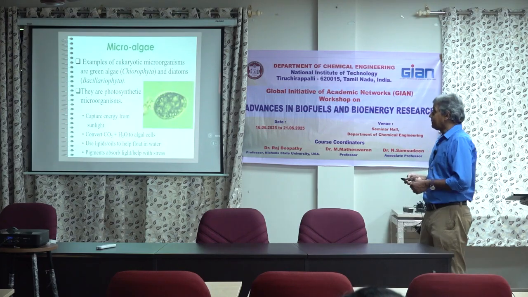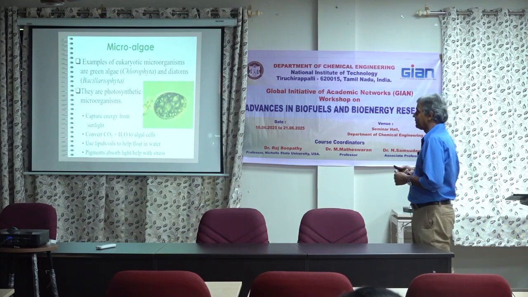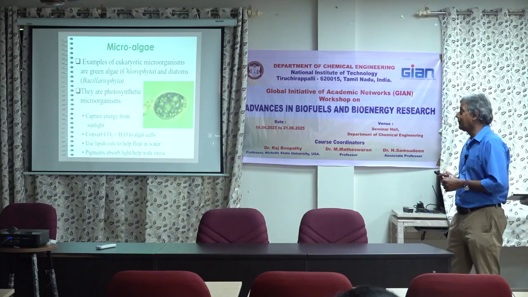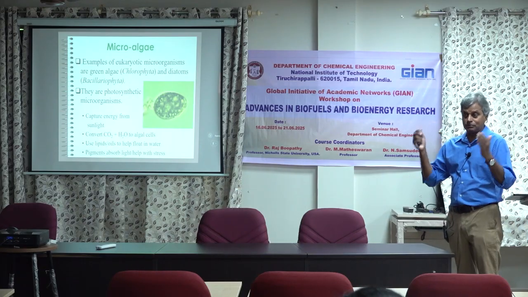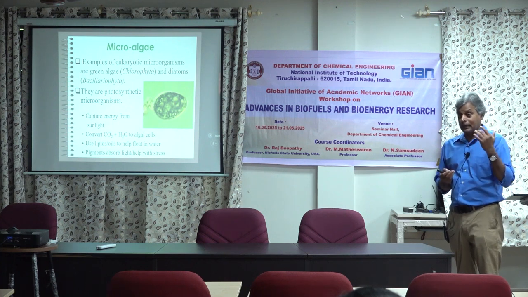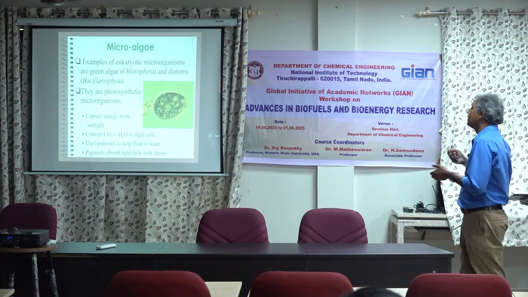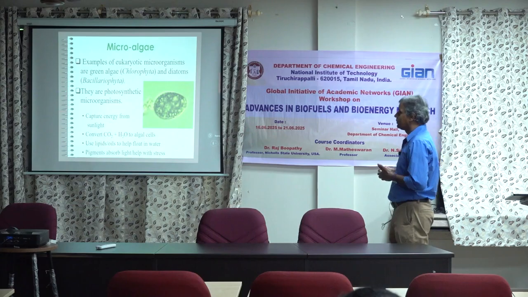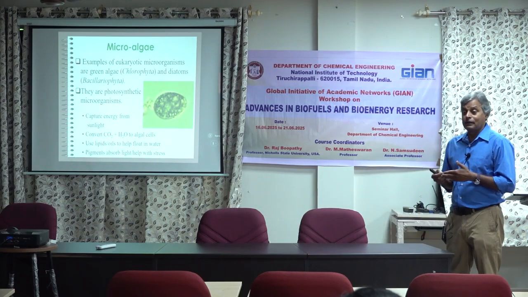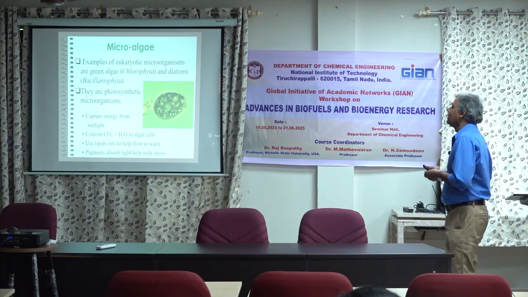So eukaryotic microalgae examples include chlorophyta and bacillariophyta. Those are some examples. These are photosynthetic microorganisms. They capture sunlight and fix carbon dioxide in the atmosphere, converting carbon dioxide to carbohydrate. So they make food by fixing carbon dioxide combined with water. So carbon dioxide is converted to carbohydrate. The electron is coming from hydrogen from water.